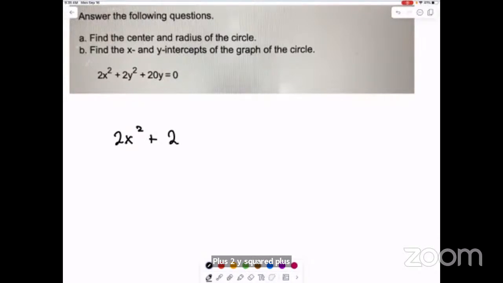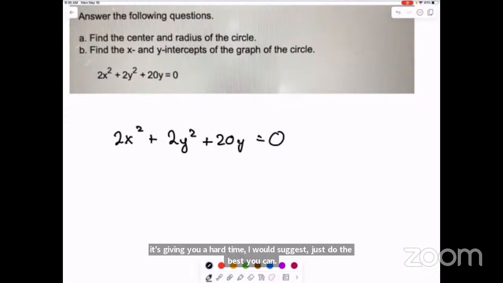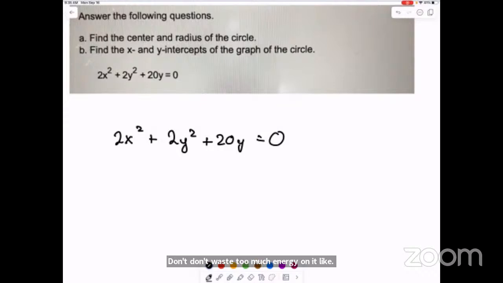So basically, there are a couple of disclaimers. One, we have to do completing the square. If it's giving you a hard time, I would suggest just do the best that you can. Don't waste too much energy on it. Do the best you can and then release it if it's giving you too much of a hard time, because it does consume a lot of energy, and if you don't know this, you'll be okay. But again, you want to do the best that you can. So that's the first thing.